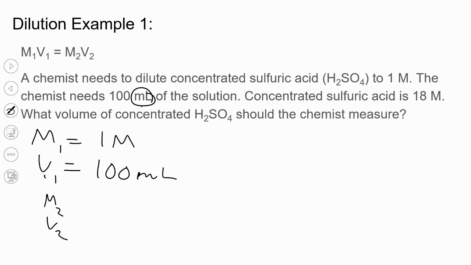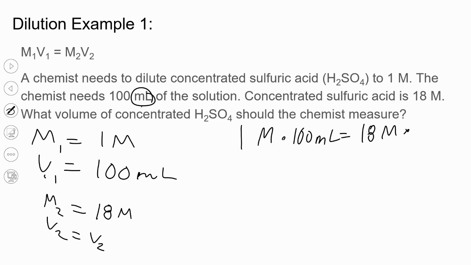Concentrated sulfuric acid is 18 molar. So where does that go? M2. Good. And we don't know V2, so I'm going to write that down. Okay, so then we are going to write what we know in our equation. So we have 1 molar is M1, 100 milliliters is V1, and that is proportional to M2, which is 18 molar, times V2, which we don't know. That's what we're looking for. Okay, so we're looking for V2.